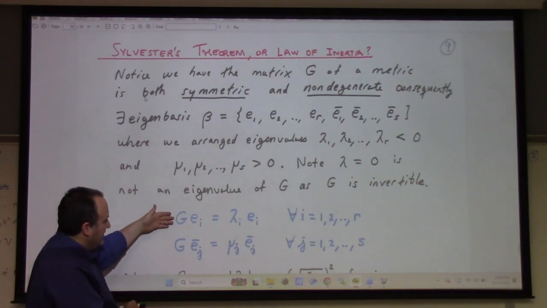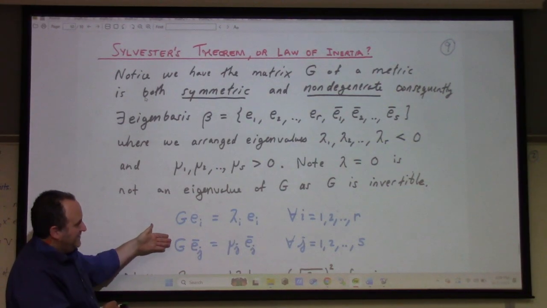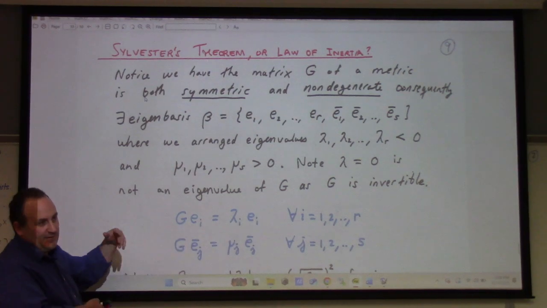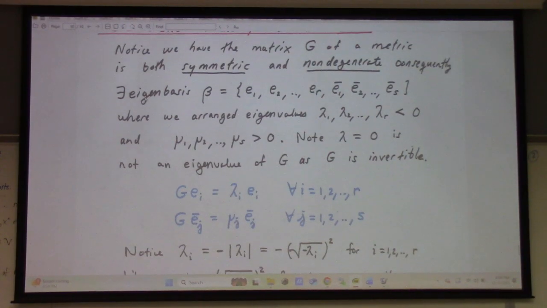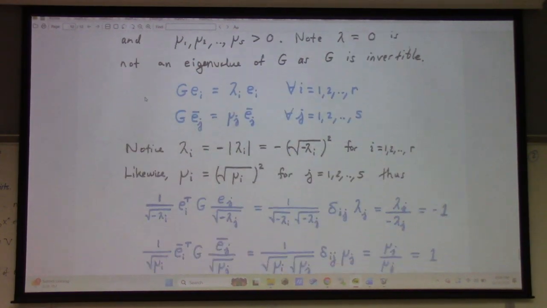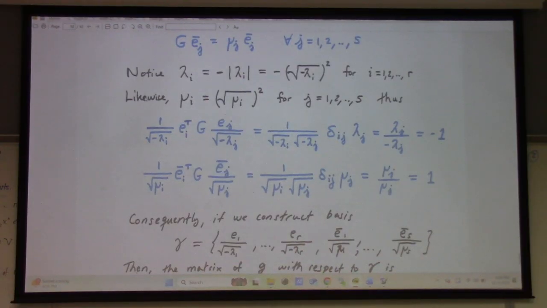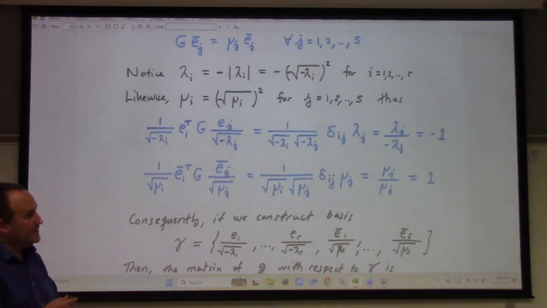So I've got G times E_i is that, G times E_i bar is that, like that. Eigenvectors, eigenvalues. I'm not saying E_i and E_i bar are the standard basis here, obviously. Well, if that's the case, then you can rewrite any negative quantity as minus the square root of its negation, squared. Kind of silly, but you can do it. And of course, any positive quantity can be written as a square root squared.